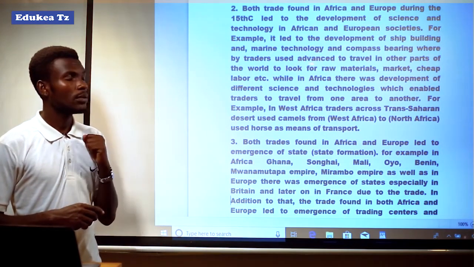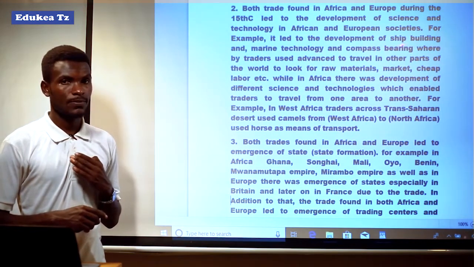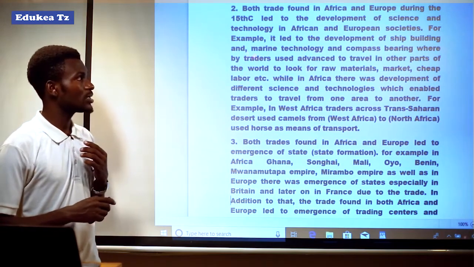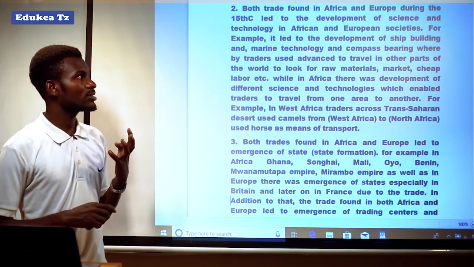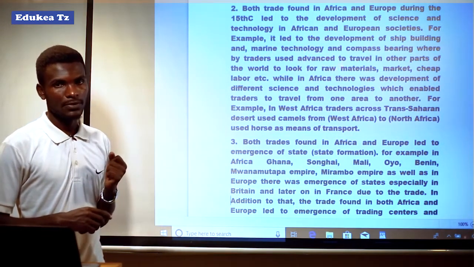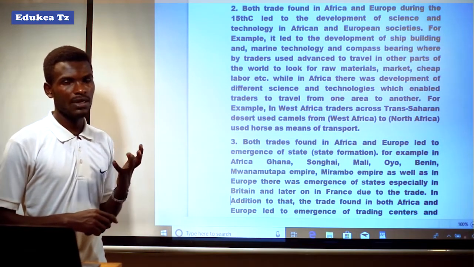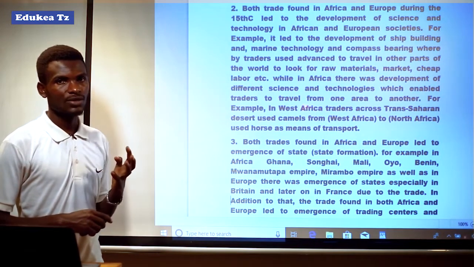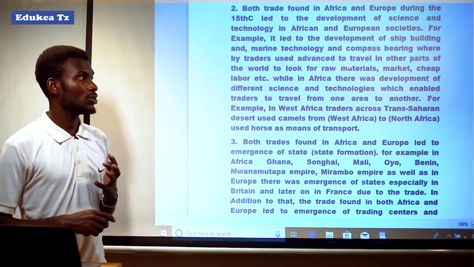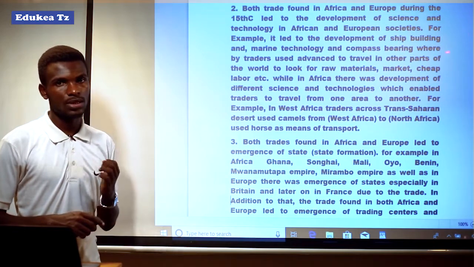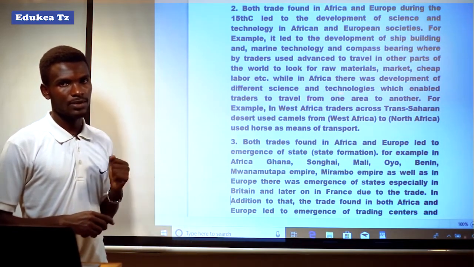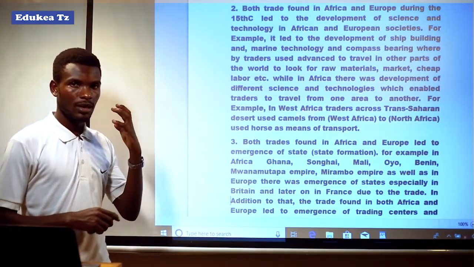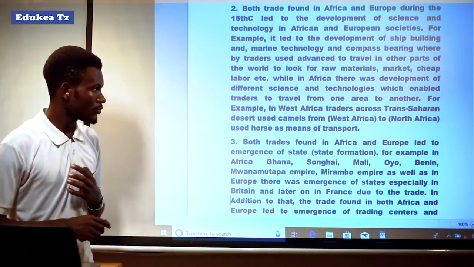development in making canoes, as well as marine technology. It means that this was the development of science and technology in marine, whereby canoes in Africa were made, and in Europe there was shipbuilding, as well as invention of compass direction or compass bearing, which was used in directing the merchants or the sailors when they were moving in the sea.